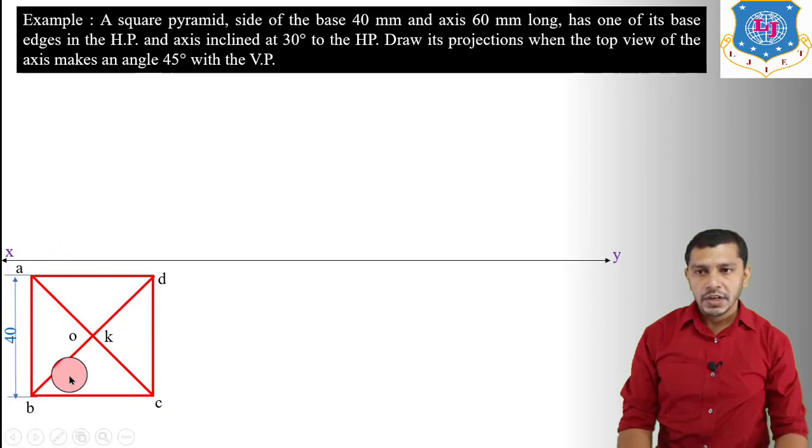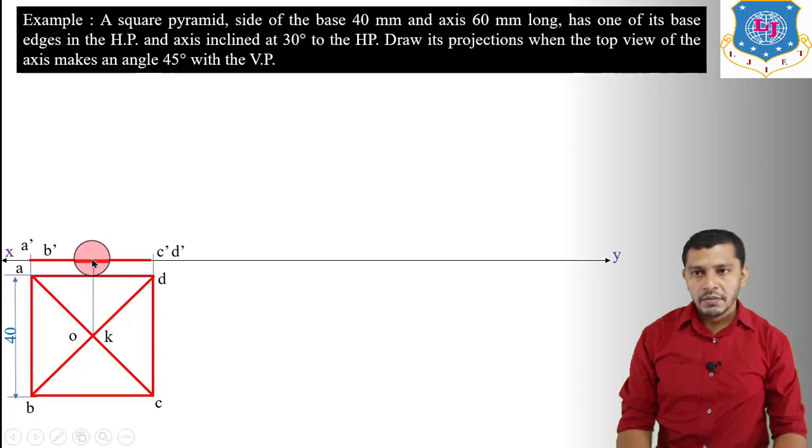For that we have to project all these points vertically upwards. So project all these points vertically upwards. So here we will get A dash B dash, here we will get K dash, and here we will get C dash D dash. So connecting these points will give the front view of the base. Here we will get K dash.